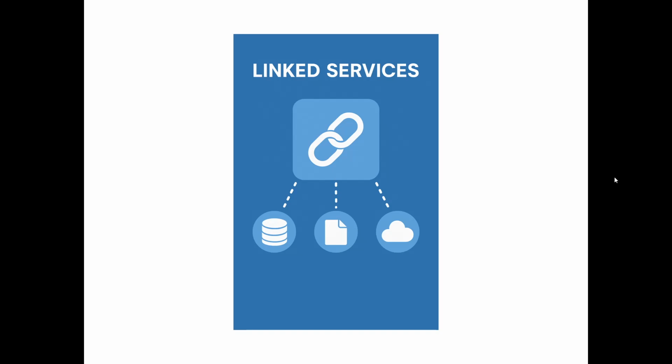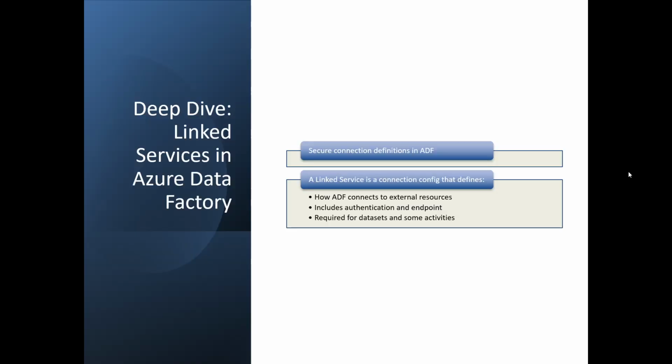Okay, so let's take a deep dive into linked services. A linked service in ADF is essentially a connection configuration that defines how ADF connects to external resources such as Azure SQL, Blob, REST API, or an on-prem system. Think of it as a connection string and authentication stored securely.